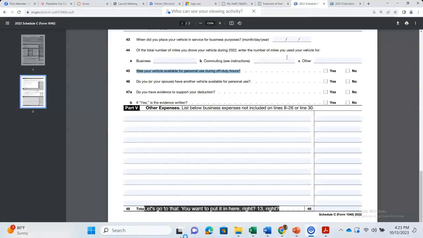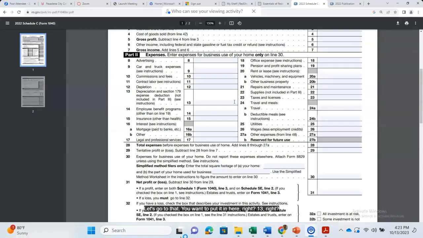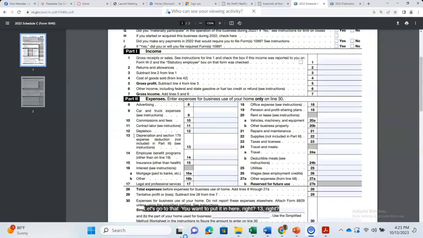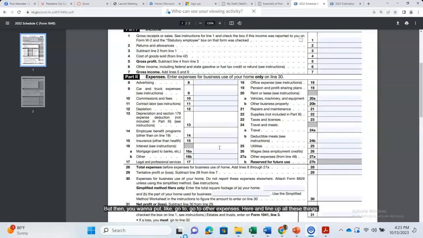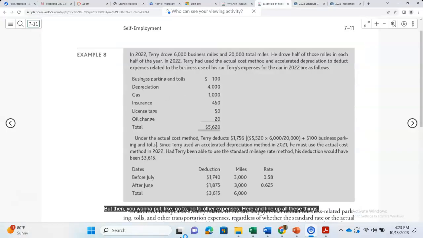Let's go to that Schedule C. You want to put it in here, right? Line 13, right? So how much depreciation will you put there? 4,000? No, 4,000 times 30%. So 4,000 times 30% goes in line 13. But then you go to other expenses here and line up all these things: gas, insurance, tax, license tag, all those things.